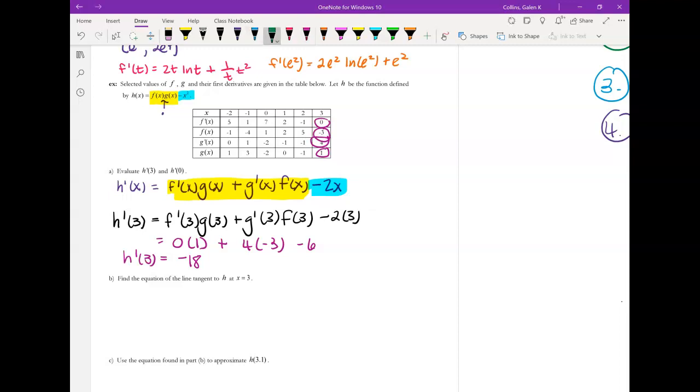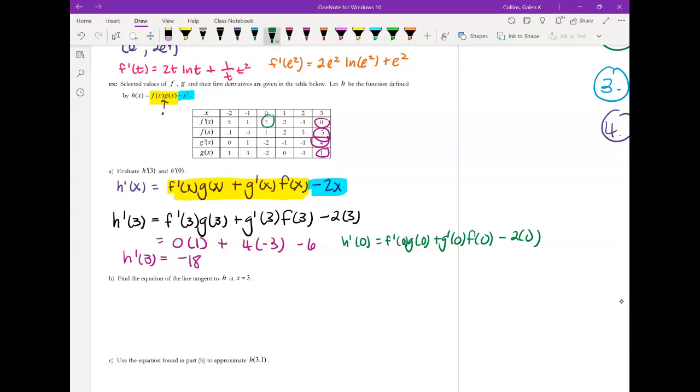And then we just repeat that process to evaluate h prime of 0. H prime of 0, well, that's going to be f prime of 0 times g of 0 plus g prime of 0 times f of 0 minus 2 times 0. All right, f prime of 0 is negative, nope, that's g. It would help if I could read.